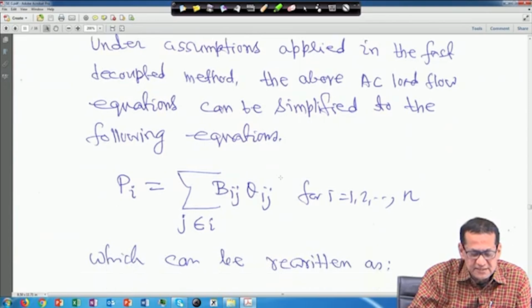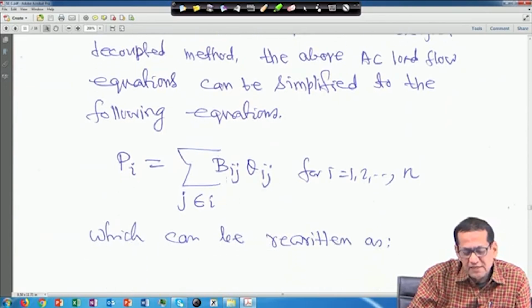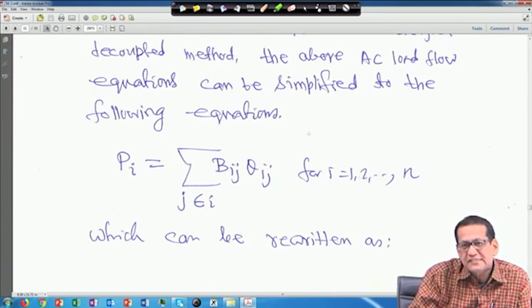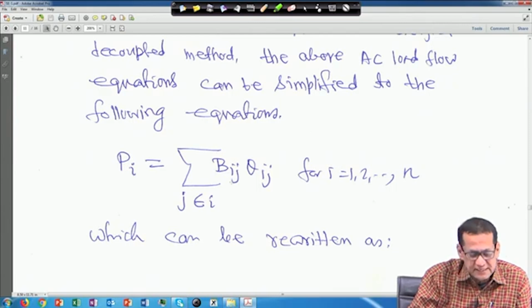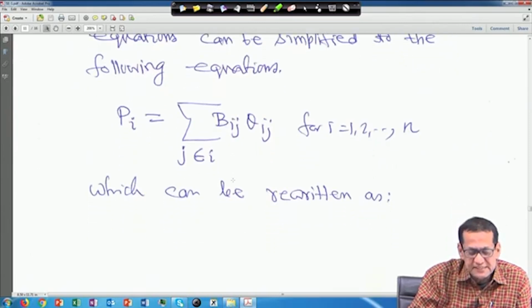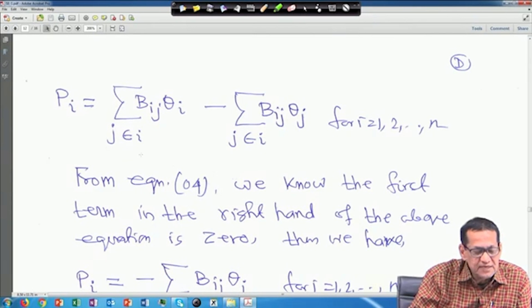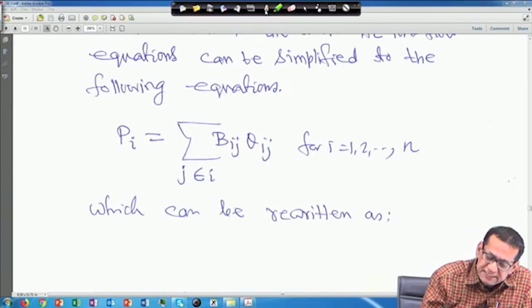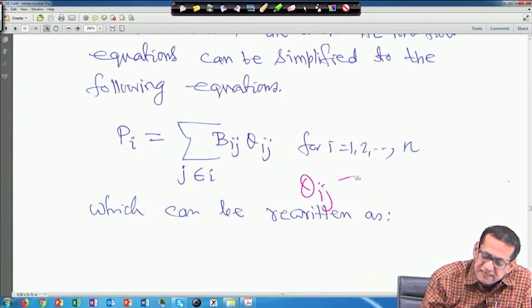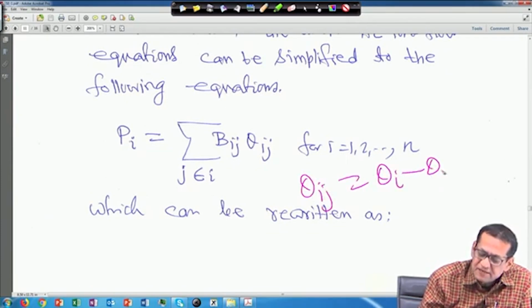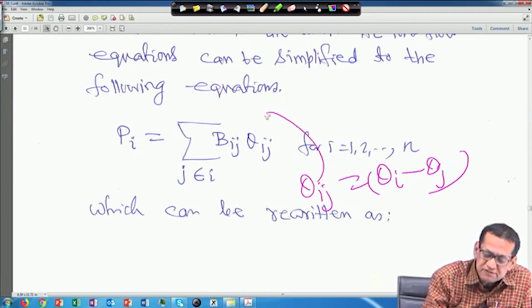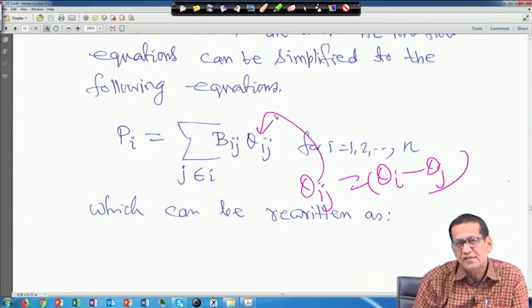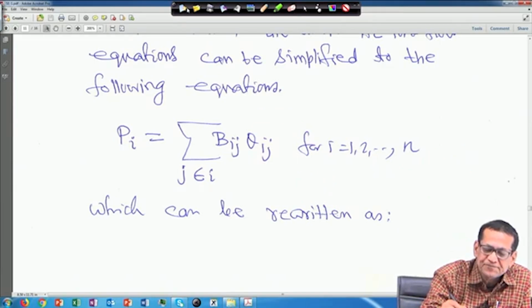Therefore, P_i is equal to sigma j belongs to i B_ij theta_ij for i equal to 1 to n. In this case, what we are doing is that the resistance is neglected, that is why we are writing like this, which can be rewritten with theta_ij equal to theta_i minus theta_j. So, you substitute this here, then you make two terms.